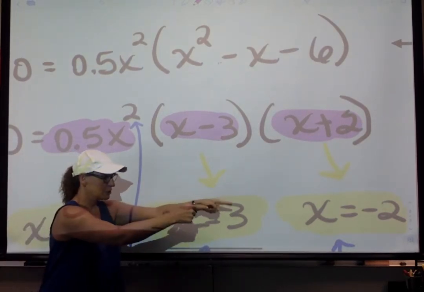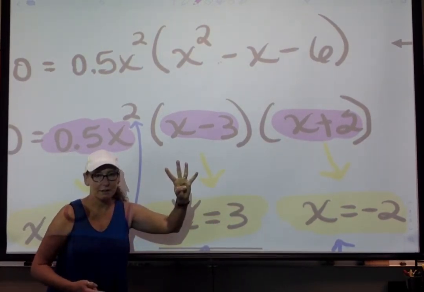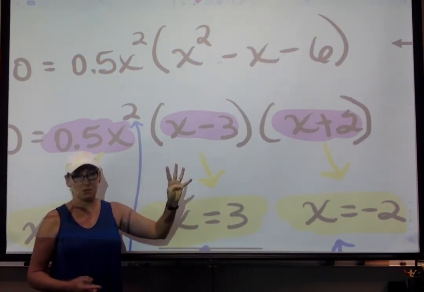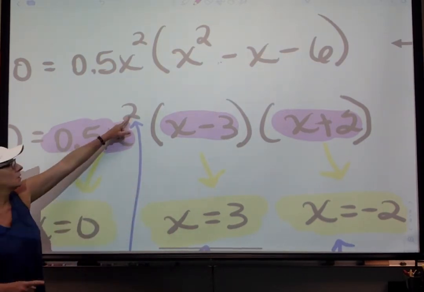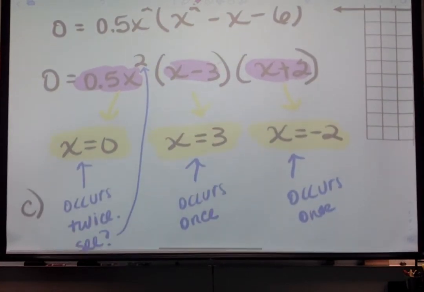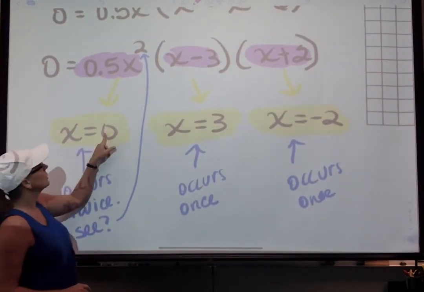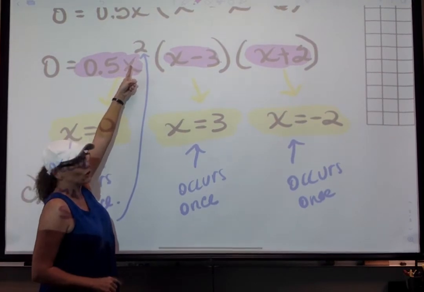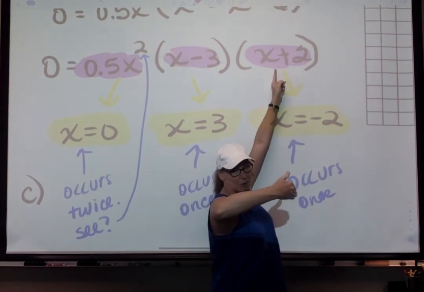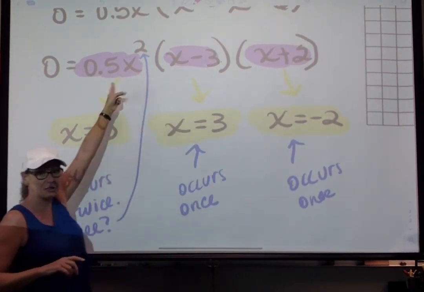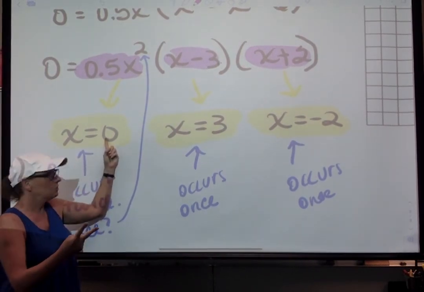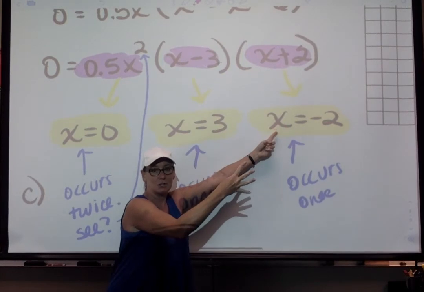1, 2, 3. But it's a quartic. It's a 4th degree polynomial. So really I should have 4 zeros. I do. This one occurs twice. How do I know this one occurs twice? Because its factor occurred twice. This factor has an exponent of 1, this factor has an exponent of 1. These only occurred once. This one occurred twice. So my zeros are 0, 0, 3, negative 2.